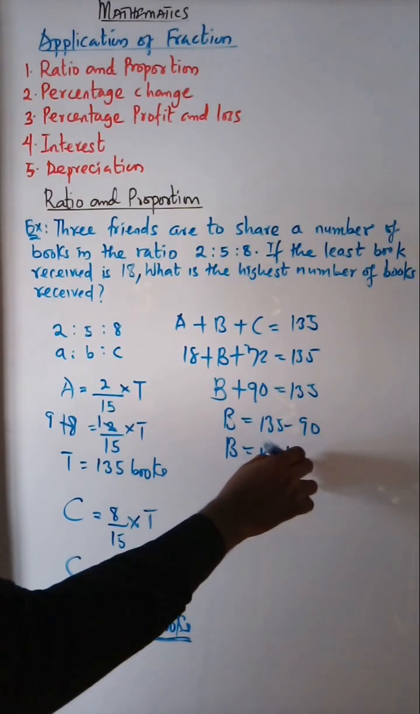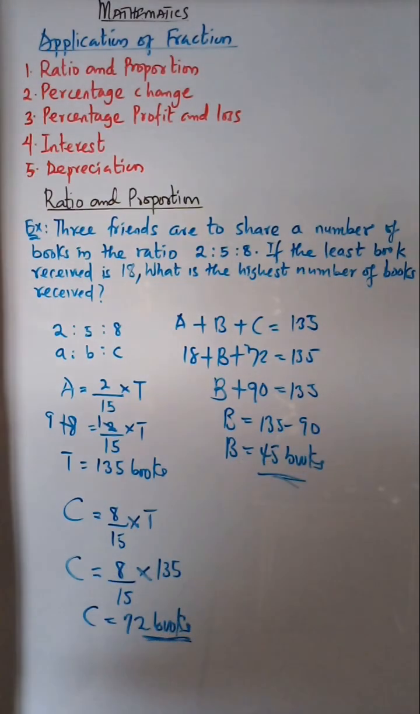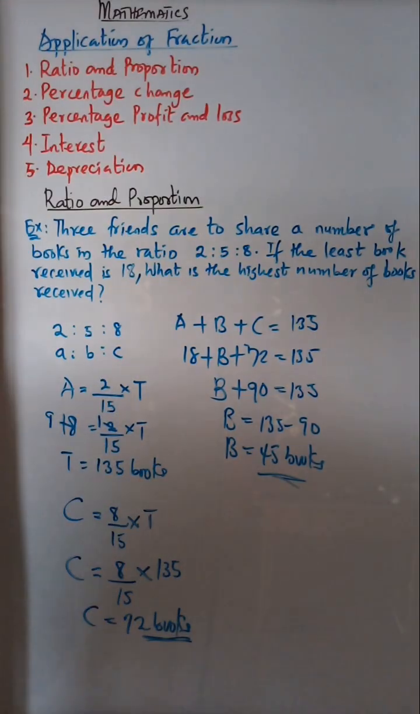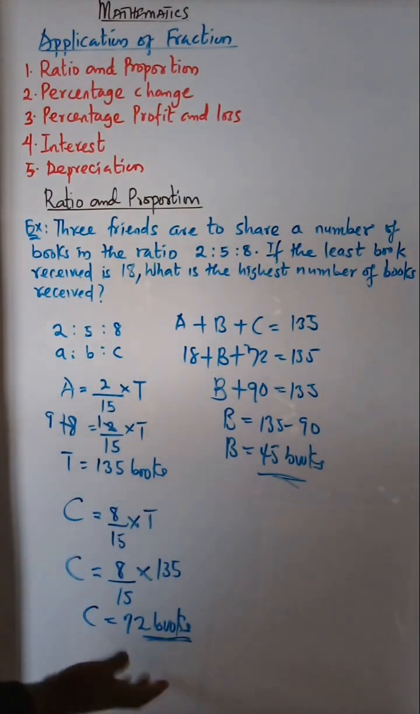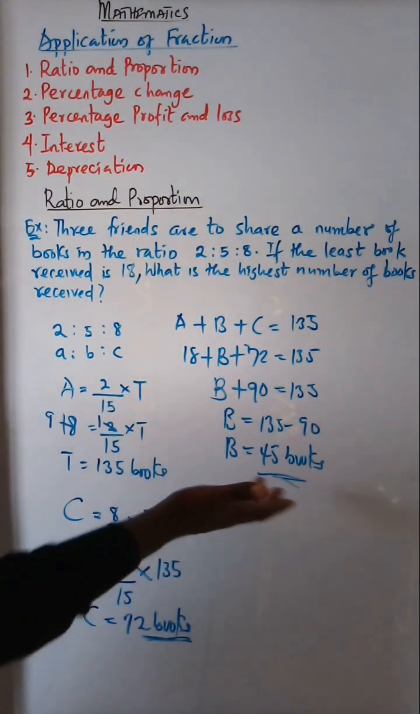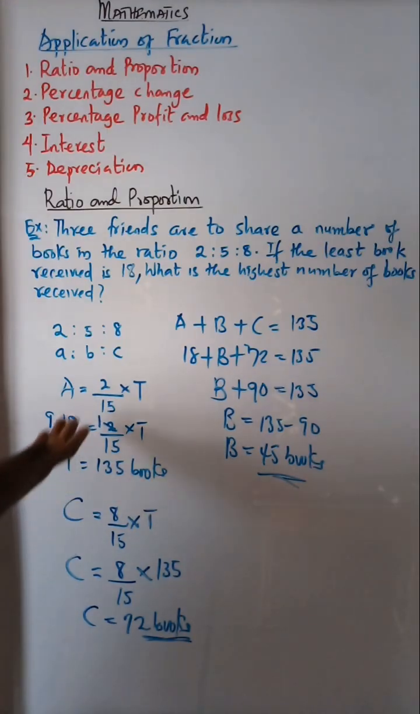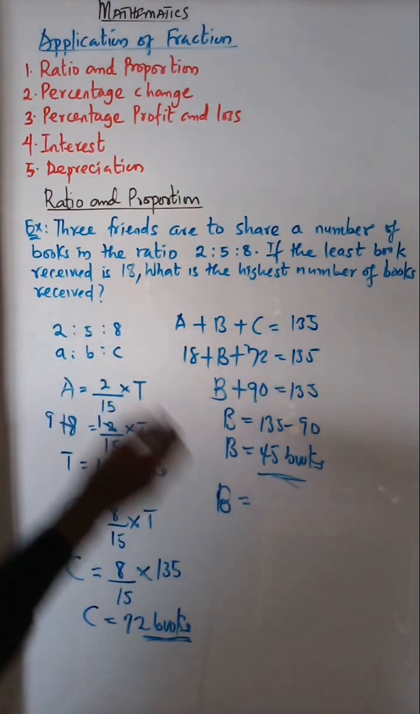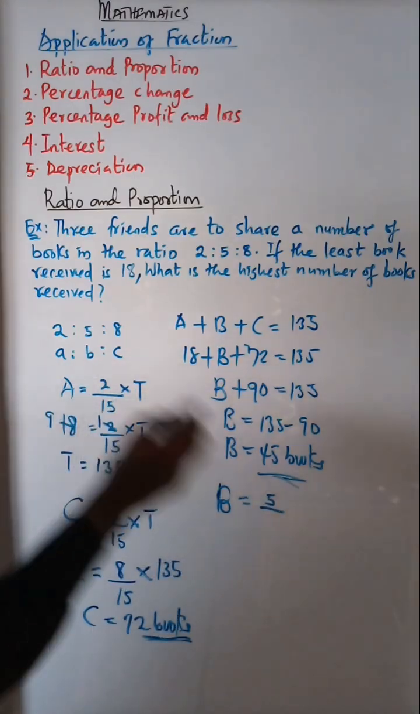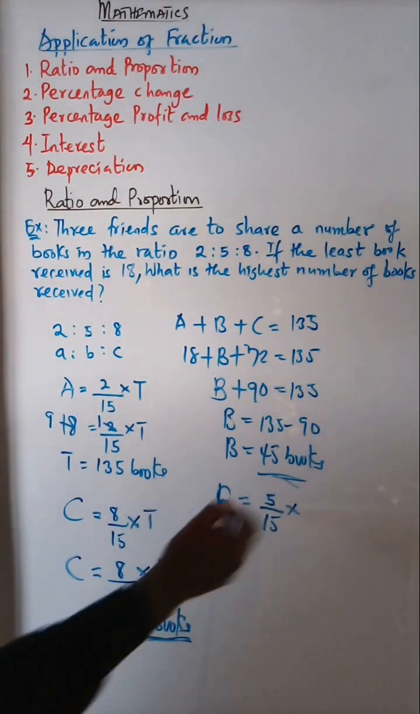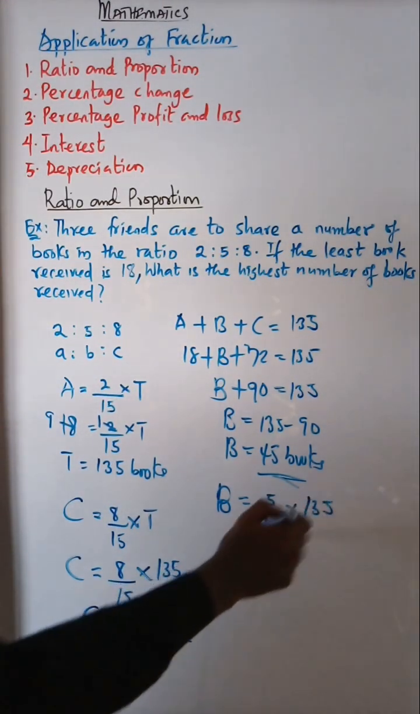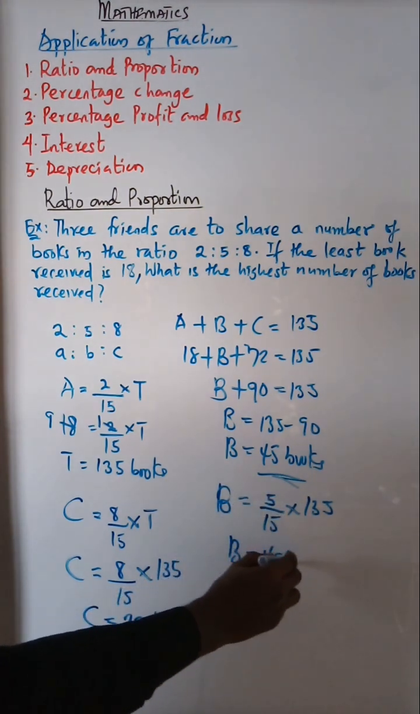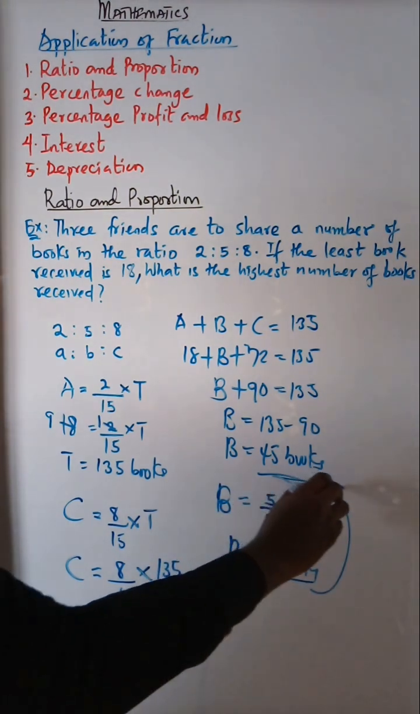45 books. So the first person will take 18, the second one will take 45, and the third will take 72. Although from the question, this is where you are meant to stop. I just went further to get this. You can also use the same formula for B. B equals, what was the ratio of B? 5, over the total 15, multiplied by the total books shared, 135. 15 here is 1, 135 is 9, 9 times 5 is 45. 45 books. Same thing as this.